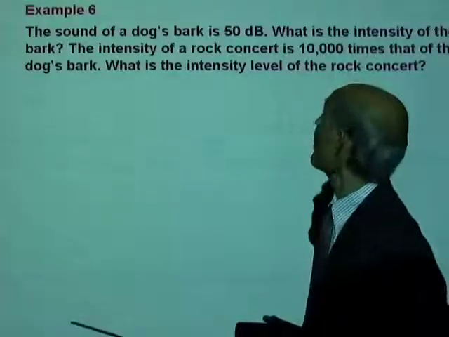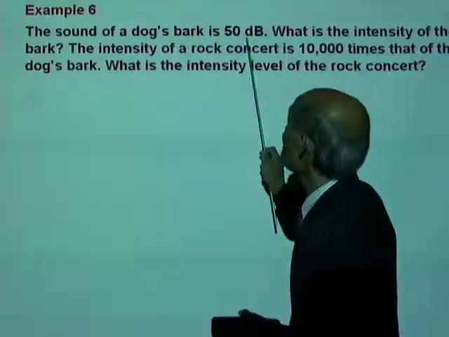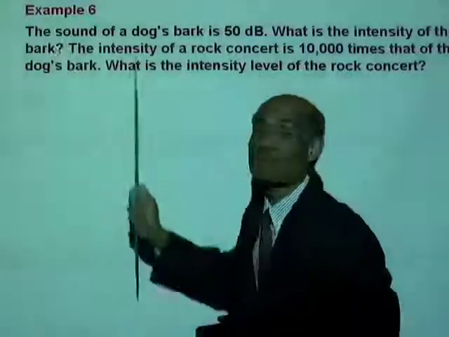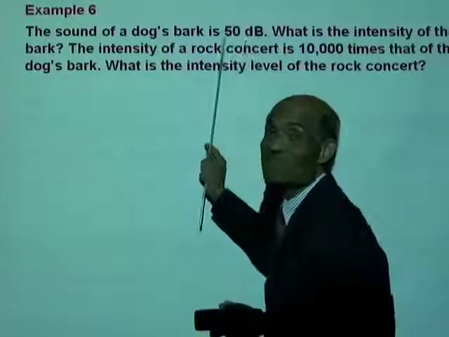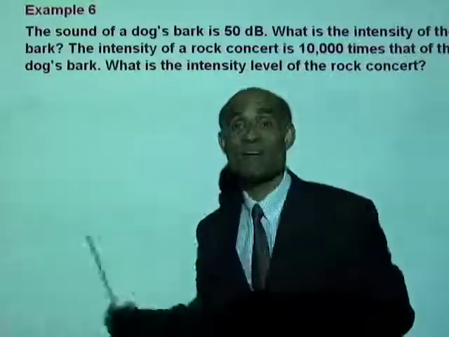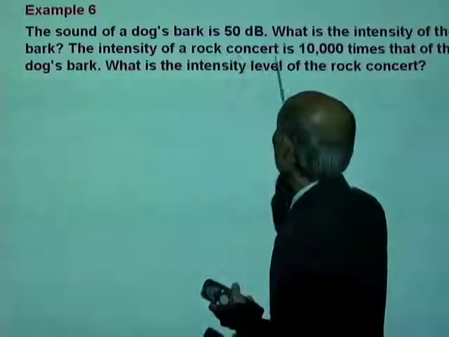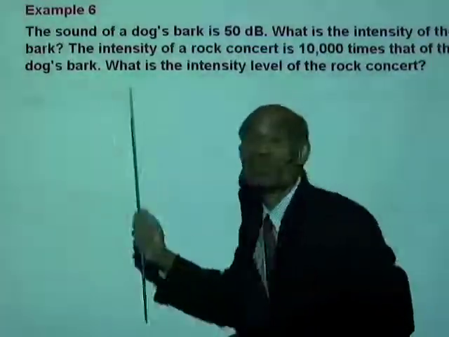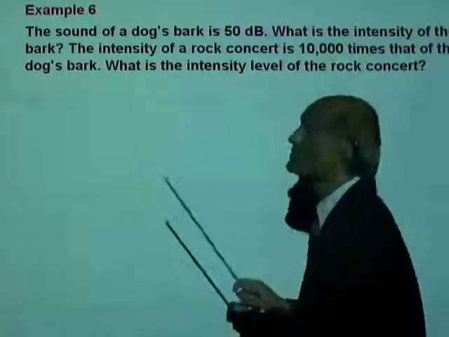Alright, let's do another one. The sound of a dog's bark is 50 decibels. What is the intensity of the bark? So, this time I gave you the decibel value. You need to find I, the intensity value. And the next part: the intensity of a rock concert is 10,000 times that of a dog's bark. What is the intensity level of the rock concert?